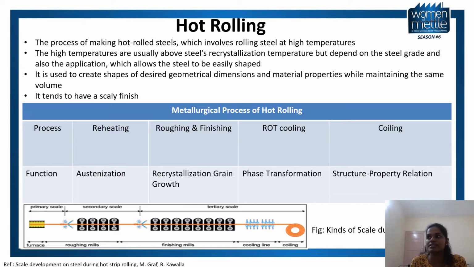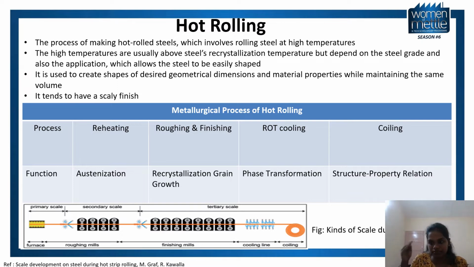The metallurgical processes that are involved in hot rolling in the mill are, first of all, reheating, which is taking the steel to the austenitic temperature. After that, we will be having roughing and finishing. All the mill processes will basically lead to recrystallization and grain growth. And then we have run out table cooling, where we see the phase transformation. If there's a very fast cooling, maybe we can see martensite. If there is a slow cooling, we will be seeing pearlite.